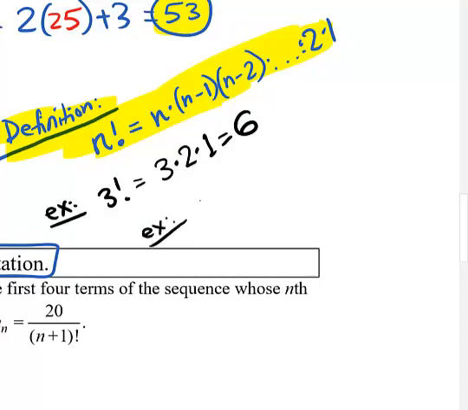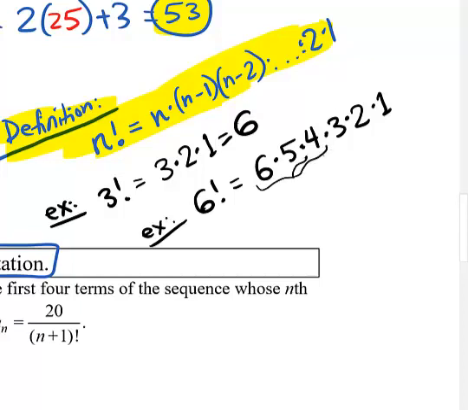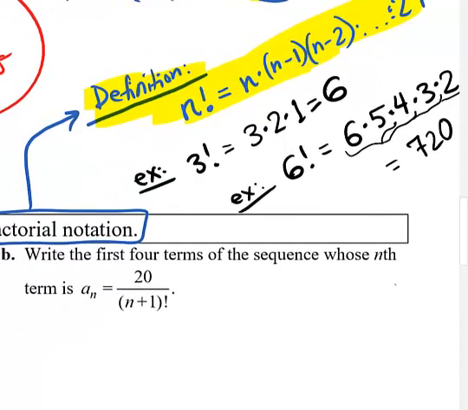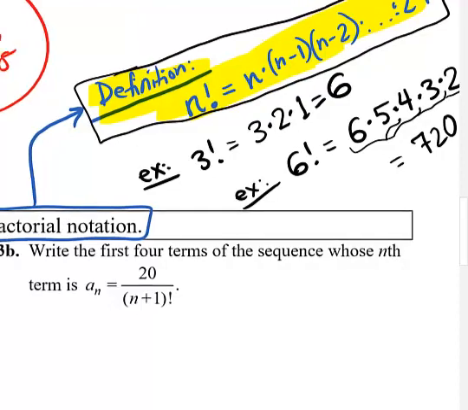And then maybe a bigger number. How about 6 factorial. That means you take that number 6 and multiply it by all the smaller whole numbers: 6, 5, 4, 3, 2, and 1. So let's see, 6 times 5 is 30. 30 times 4 is 120. 120 times 3 is 360. 360 times 2 is 720. 720 times 1 is still 720. So you can tell these factorials get pretty big pretty quickly if you let the value of n get larger and larger. But that's the idea behind factorial.